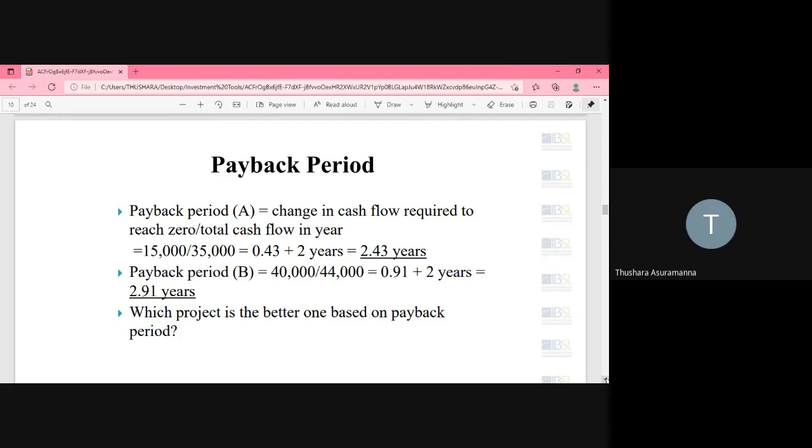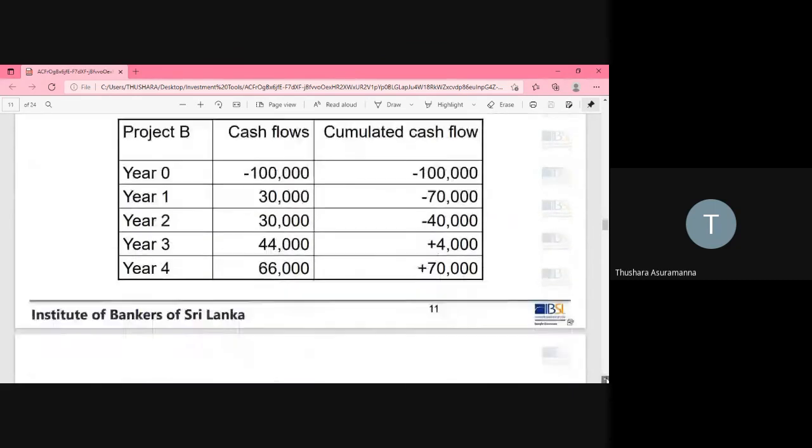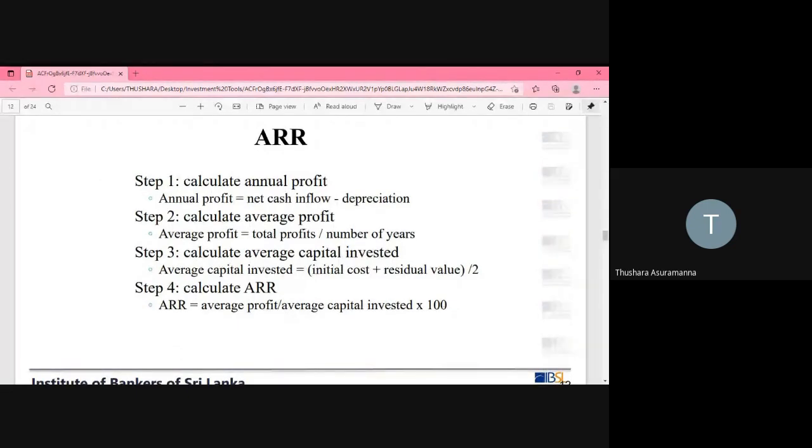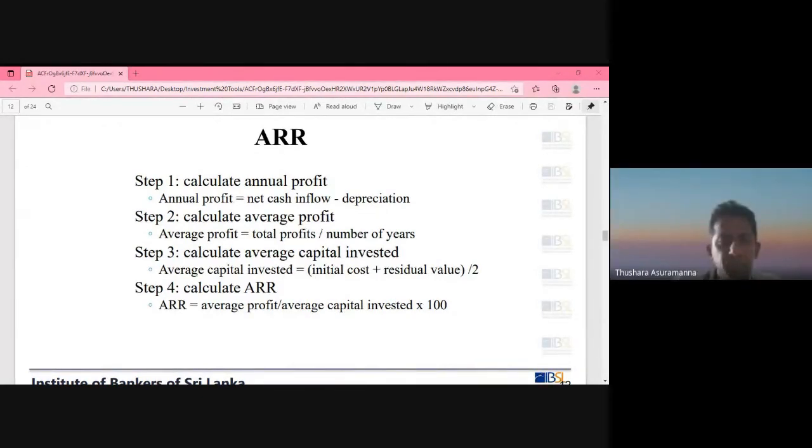That is ARR. This is the computation steps, right? You can make a small difference here. Now, first step is annual profit. Annual profit is not only net cash flow, you say annual cash flow minus depreciation. That is easy. Then otherwise it may not be exactly clear.